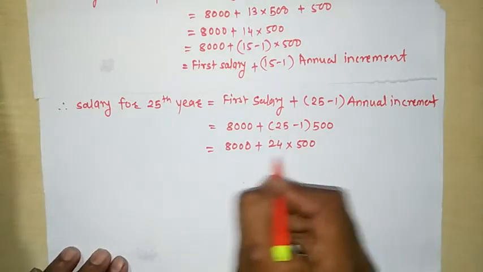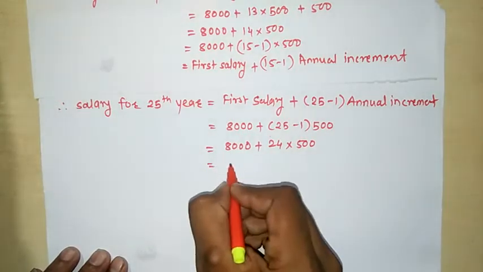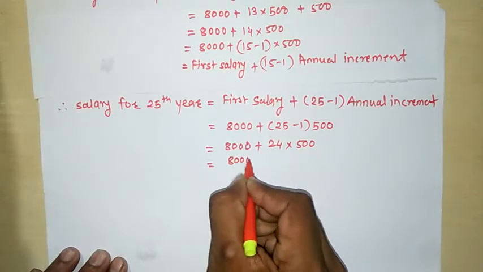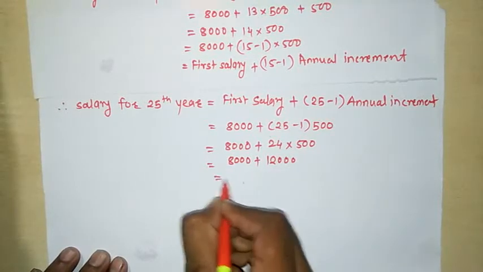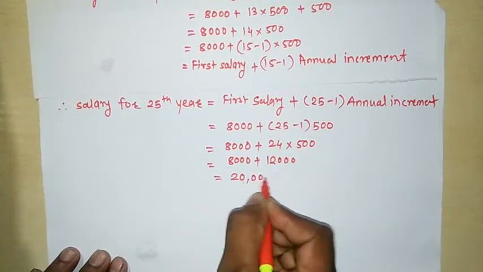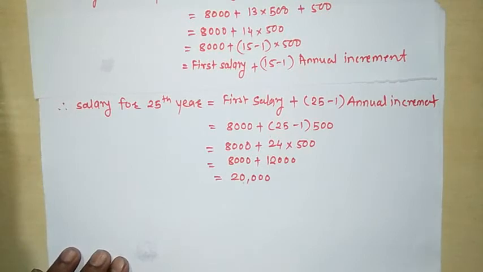Which is equal to 8,000 plus 12,000, which is equal to 20,000. Now, the salary for the 25th year we got here is 20,000. Now we will see how to find the nth term of an AP in the general form.